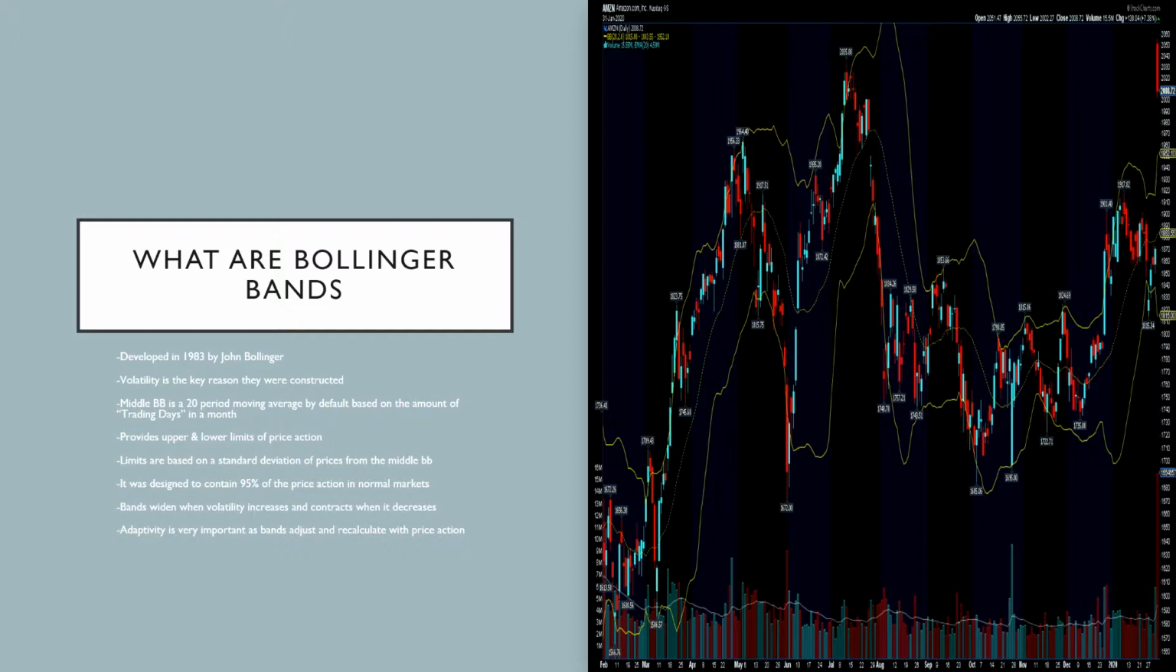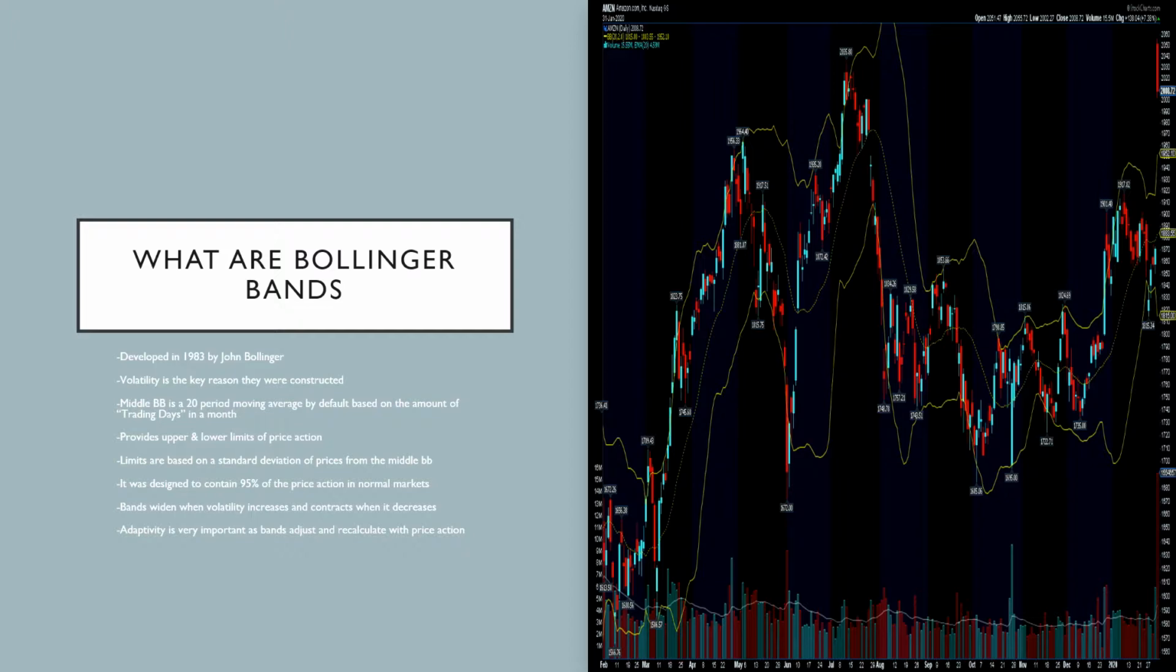Now, the middle Bollinger Band is a 20-period moving average. By default, it is based on the amount of trading days in a month. So you know there's 365 days in a year, but if you eliminate the weekends and the holidays, that leaves us roughly 252 trading days a year, give or take 21 to 22 trading days per month. So that's where he came up with the 20-period moving average.